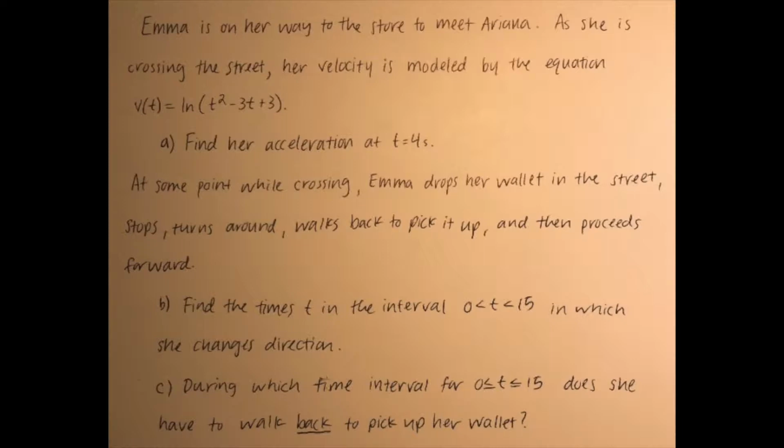At some point while crossing, Emma drops her wallet in the street, stops, turns around, walks back to pick it up, and then proceeds forward. Find the times t in the interval from 0 seconds to 15 seconds in which she changes direction. During which time intervals from 0 seconds to 15 seconds does she have to walk back to pick up her wallet?